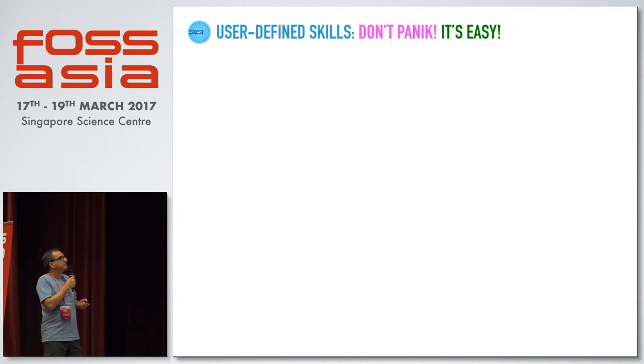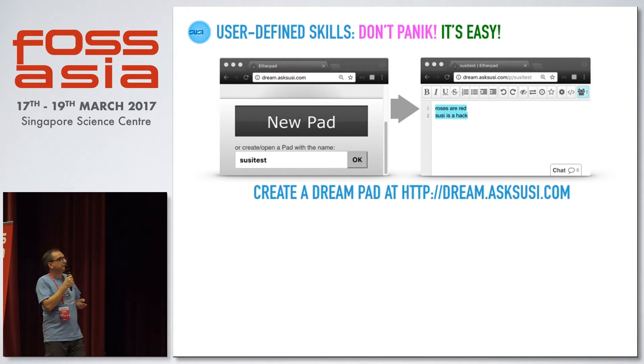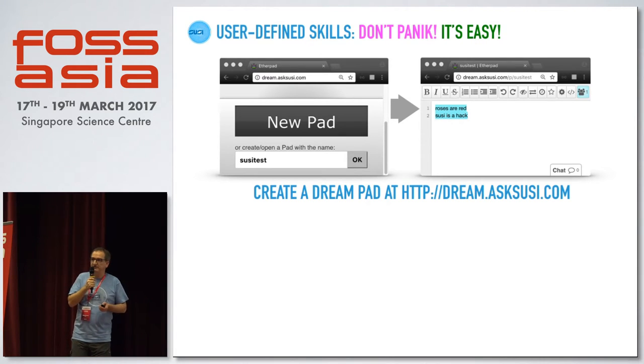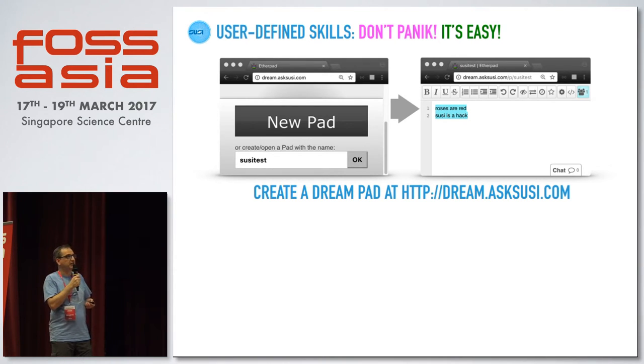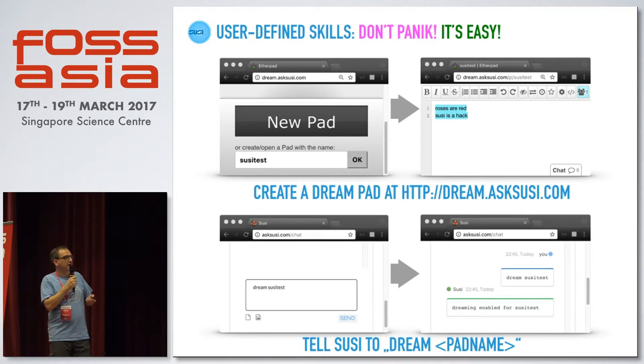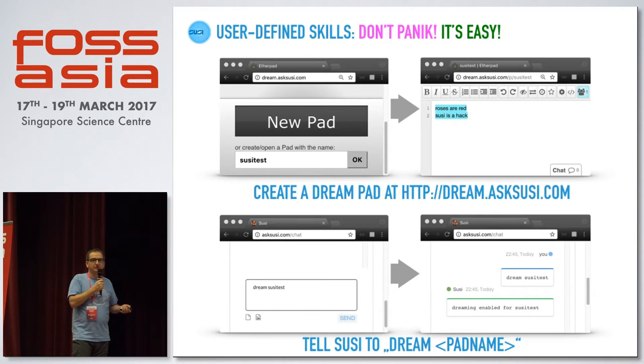Very easy. You go to dream.susi.com, and there's an Etherpad running. An Etherpad is just an empty web page where you can put in any text and you can collaborate with other people. And then you write down some SUSI skills. You open your chat client, either the online test client or also the Android client.